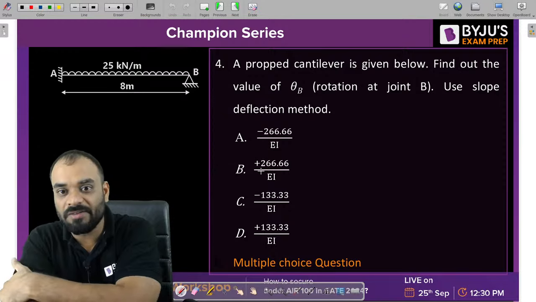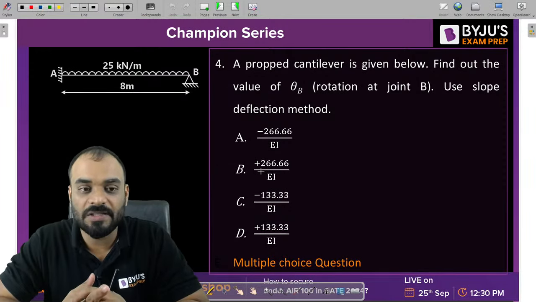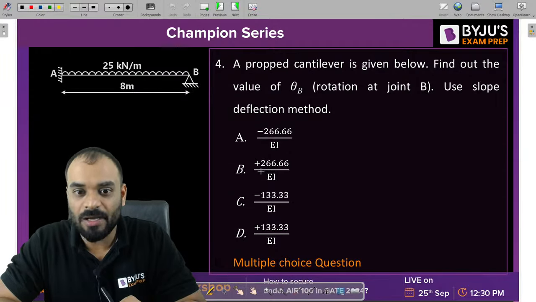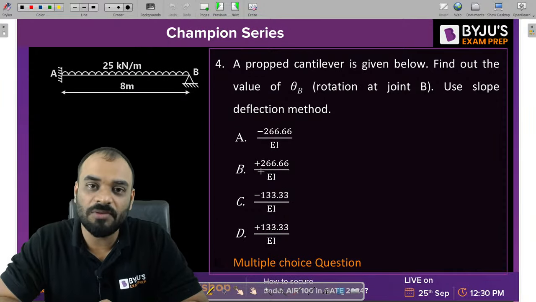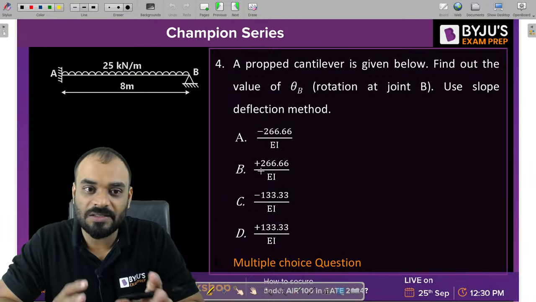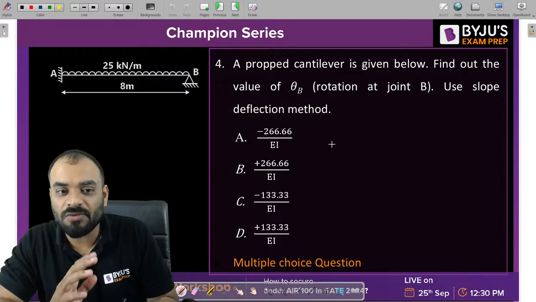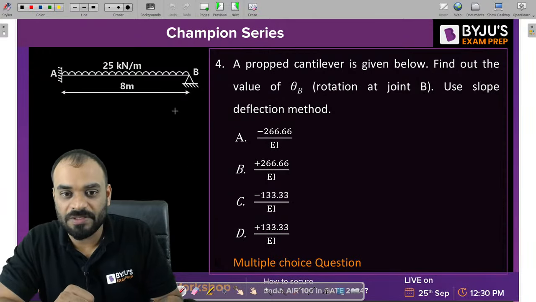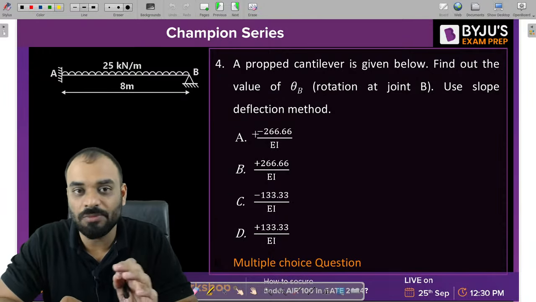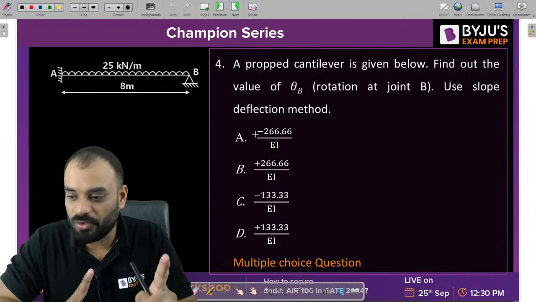A propped cantilever is given below. Find out the value of theta B. Our task is, due to the given load, to find out the value of theta B. As per the question, you need to use the slope deflection method. You can use either the slope deflection method or the moment distribution method, that is your wish. Now tell me, in the slope deflection method, first we need to find out the fixed end moments of joint A and joint B due to the given loading, correct?